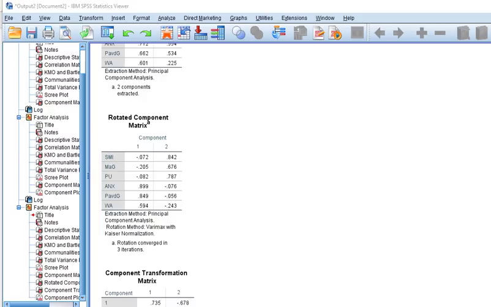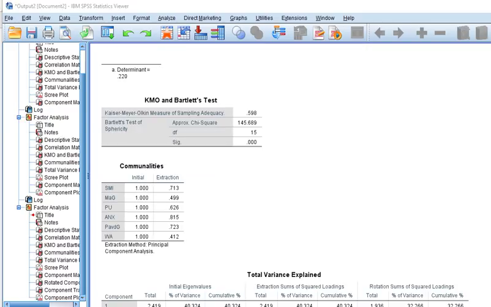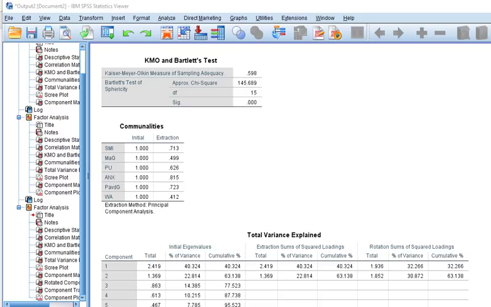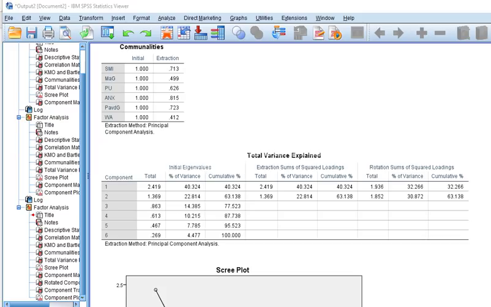And then I'll show you up here another little piece of output that you want to be familiar with, the communalities. Communalities essentially indicate the proportion of variation in each of your measured variables that's accounted for by the components that are retained. You can see right here the initial communalities are all 1, because all of the components are being used to explain 100% of the variation in those measured variables.